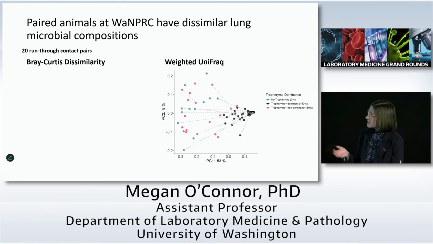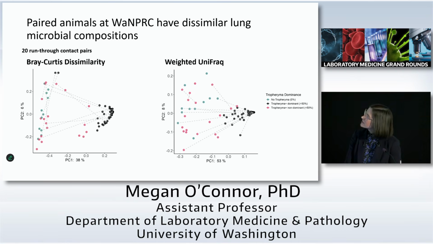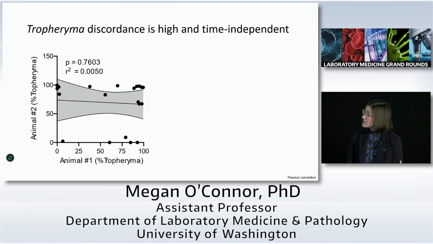And what you can quickly see is that there actually happens to be really quite a lot of divergence between animals that are paired together. Oh, here it is now. And here it is looking at a different beta diversity metric showing the exact same thing, that there's quite a lot of divergence. So another way to look at that is that if we look at the amount of Tropheryma within the lungs of each of the animals and compare them, if there was a relationship, we would expect there to be a linear correlation, but overall we don't see that.